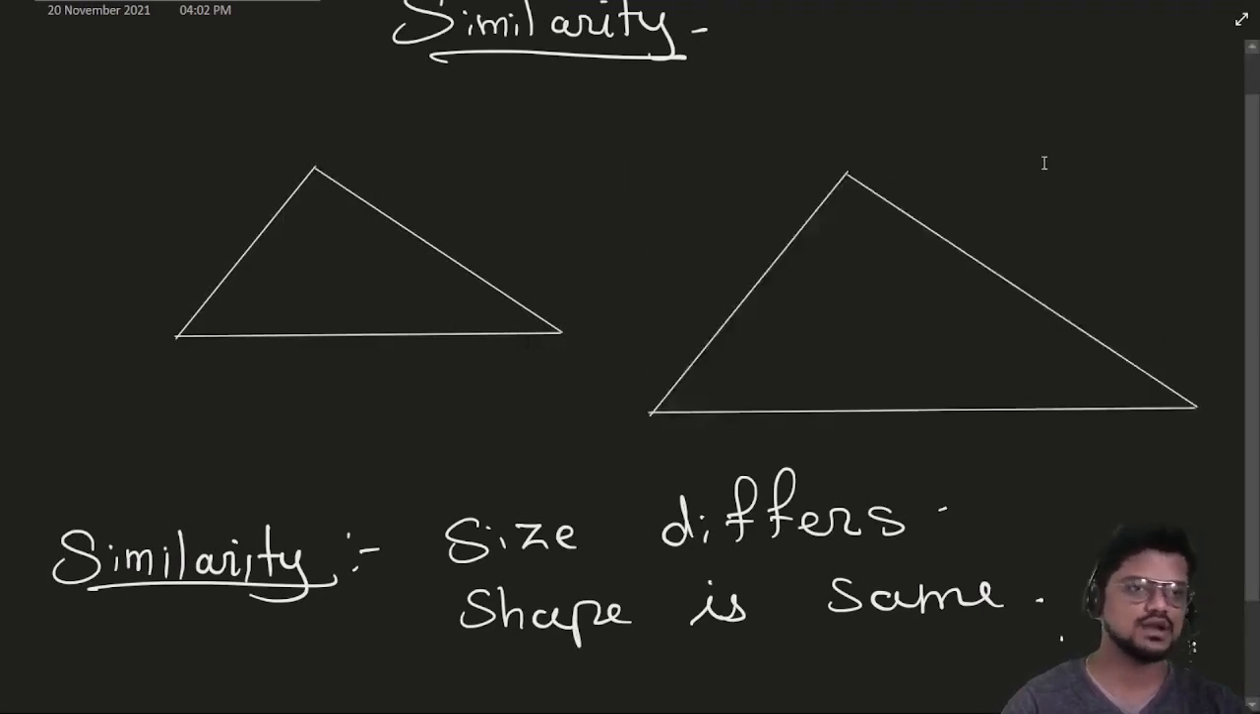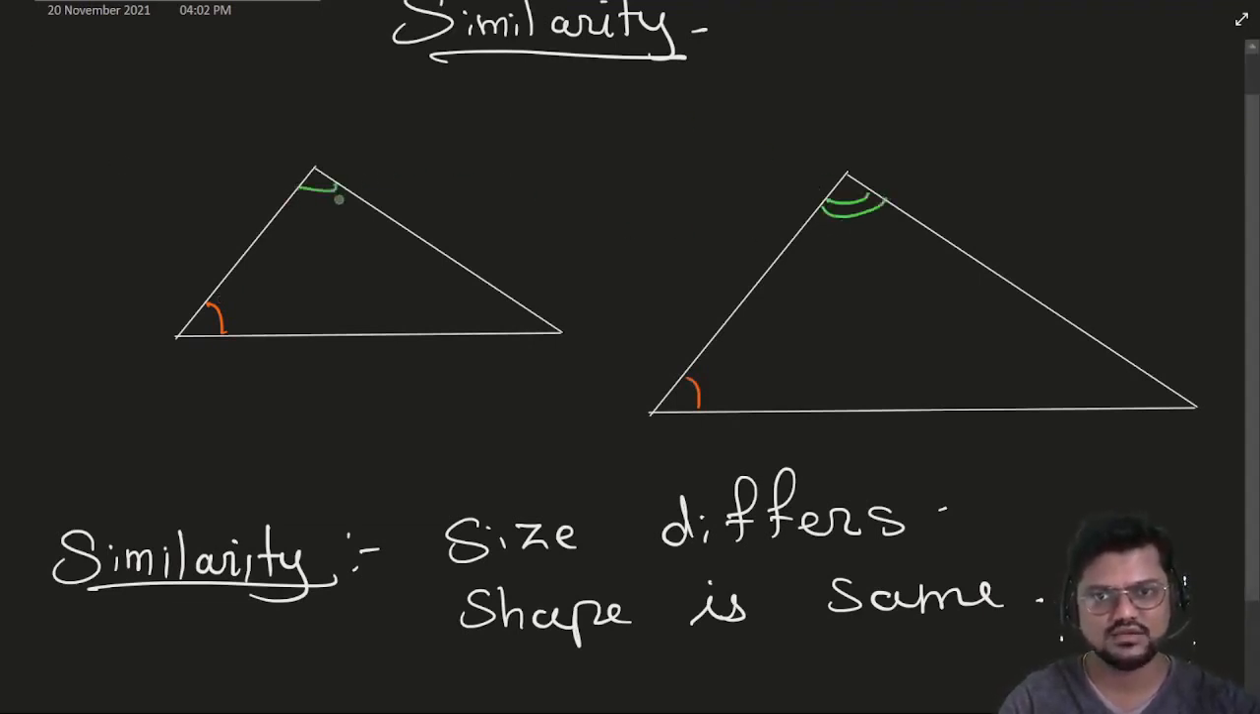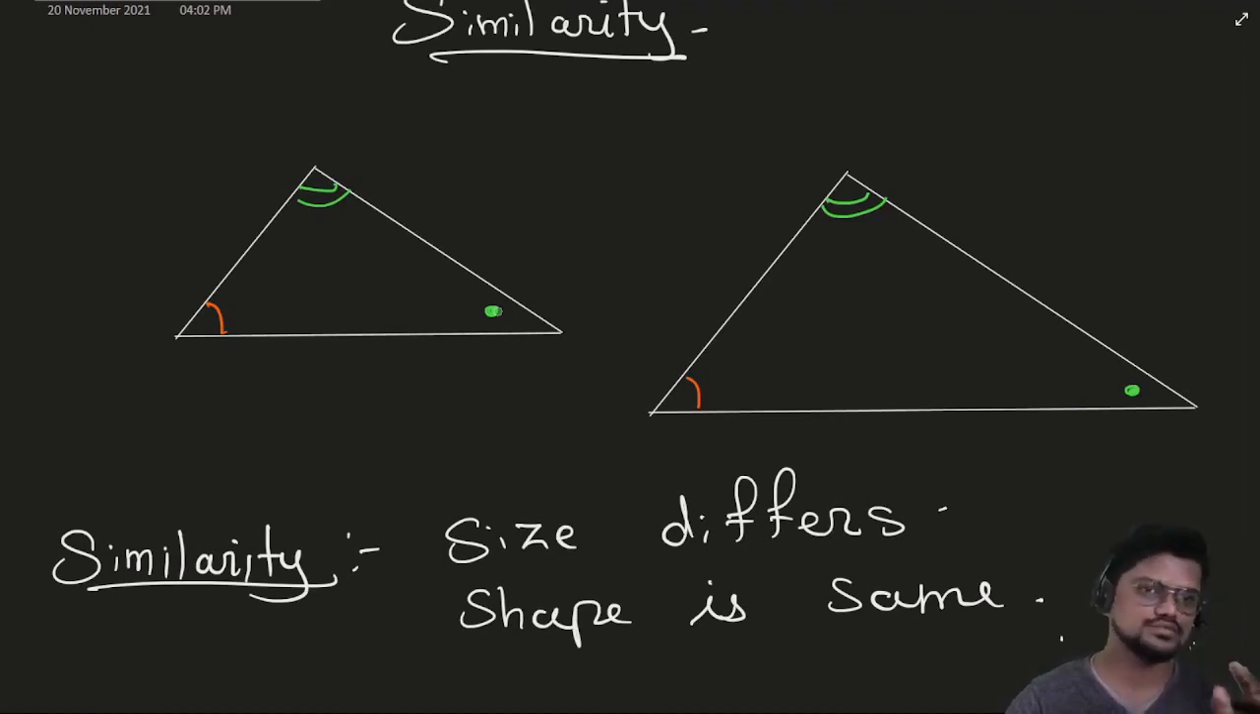What happens in a similar triangle? In similar triangles, all the corresponding angles will be equal. Means this angle will be equal to this angle, and this angle will be equal to this angle. What happens in two similar figures? If you are taking two similar triangles, all the angles will be equal, but all the sides will not be equal; if you take the ratios of all the sides, they will be equal.